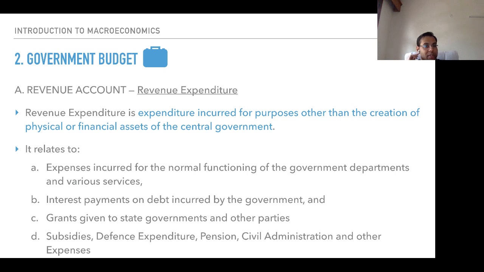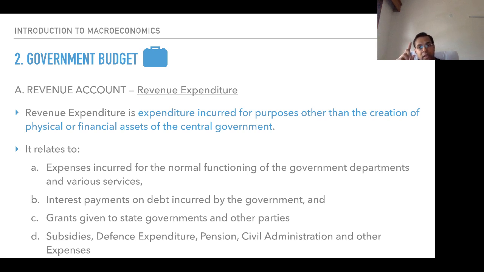It relates to expenses incurred for the normal functioning of the government departments and various services. These are again maintenance and operational expenditures. Followed by that, the second is interest payments on debt incurred by the government. When I say interest payments on debt, what I mean is, whatever loans that we had taken, again the same thing.